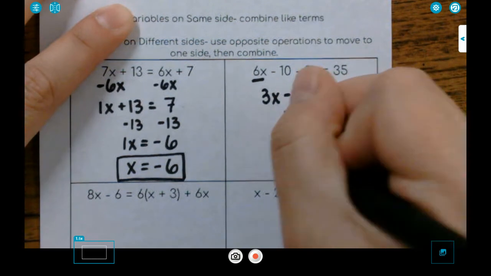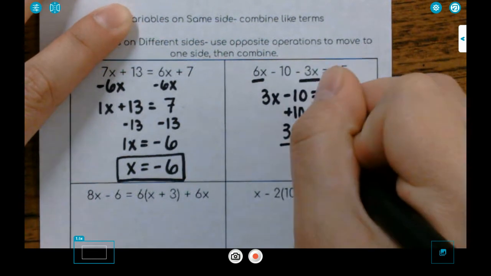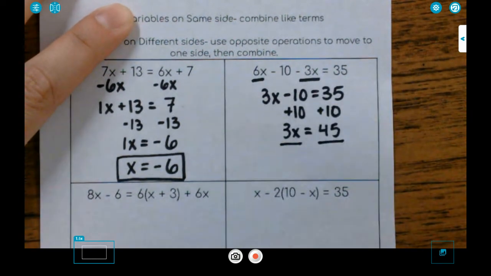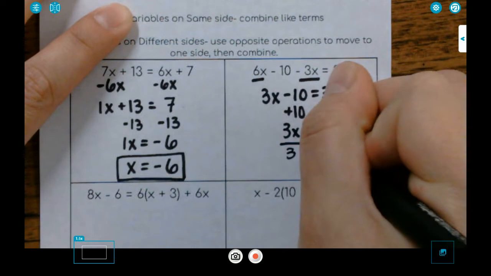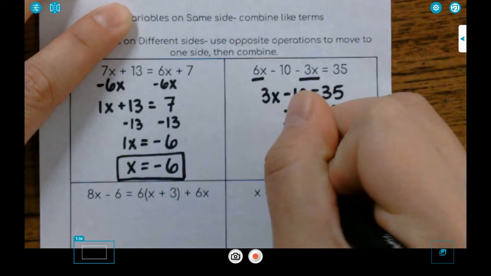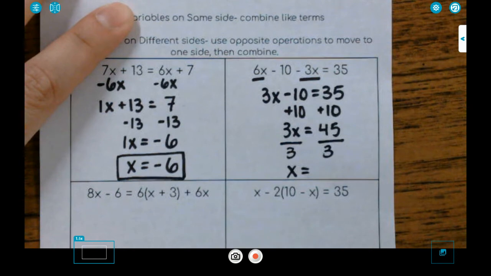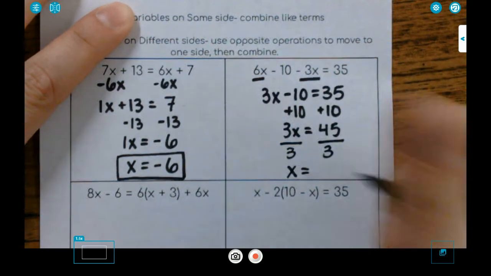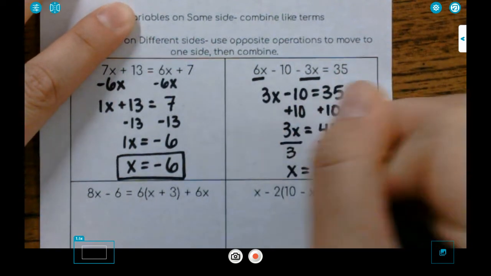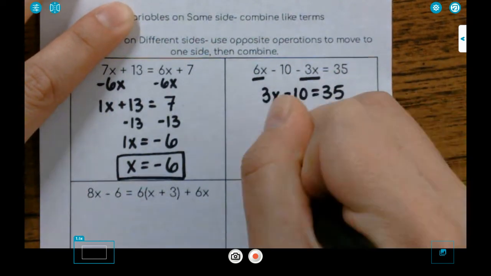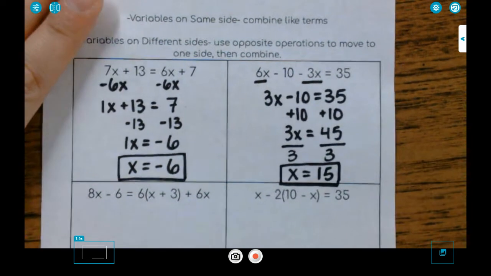All right. Next thing that we do, 3x means 3 times x. What should we do? Divide. Divide by 3 on both sides. And then we get x equals, I know that 45 divided by 3 is 15, because if you take 45 minutes and split it up into chunks, you split it up into 3 15-minute chunks.